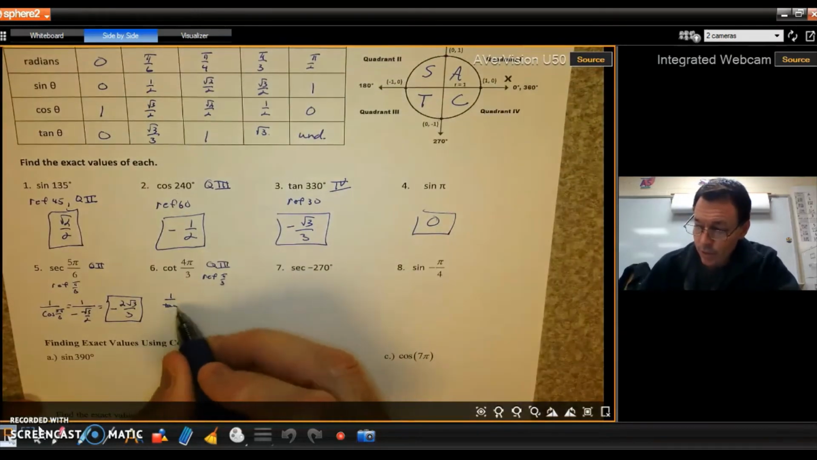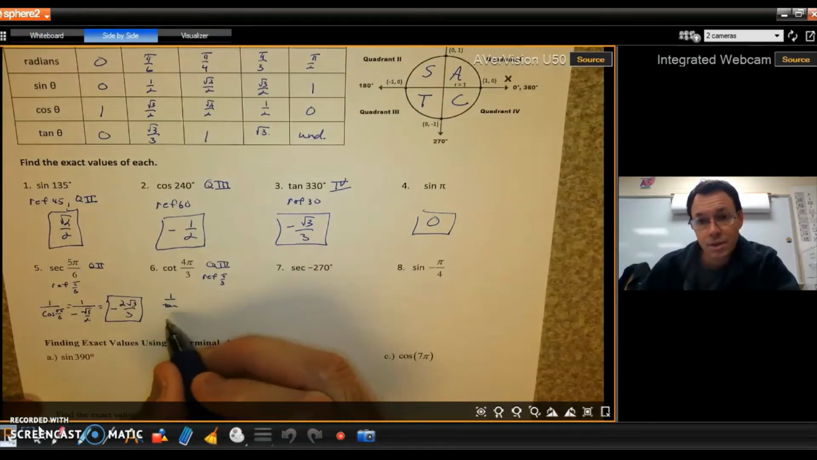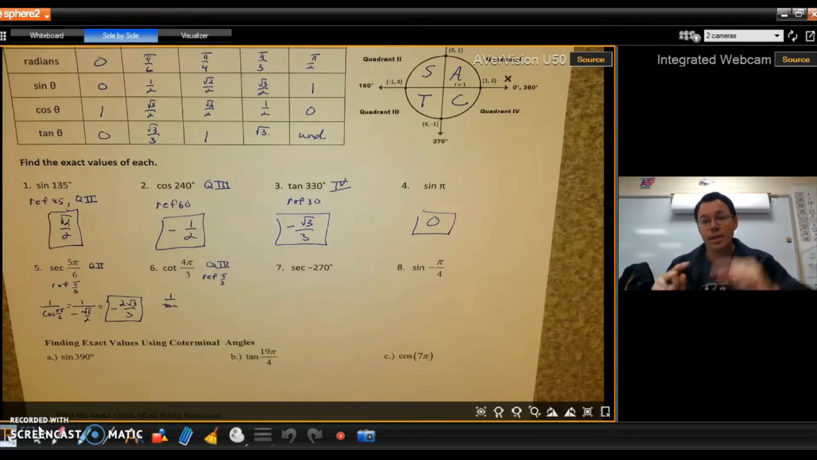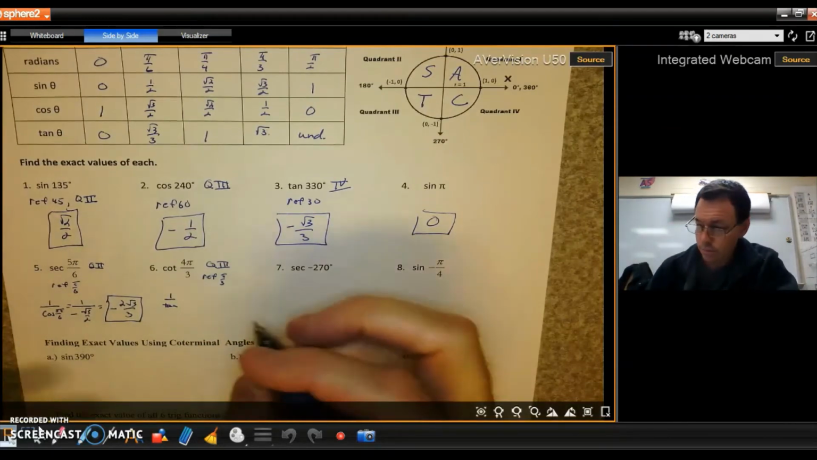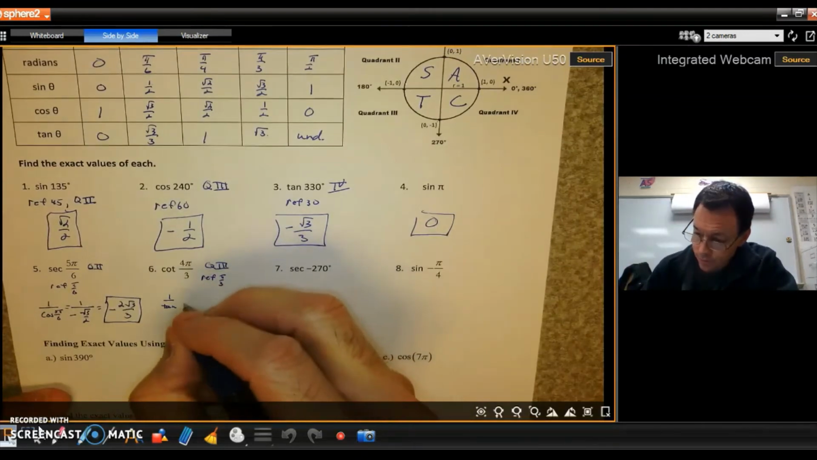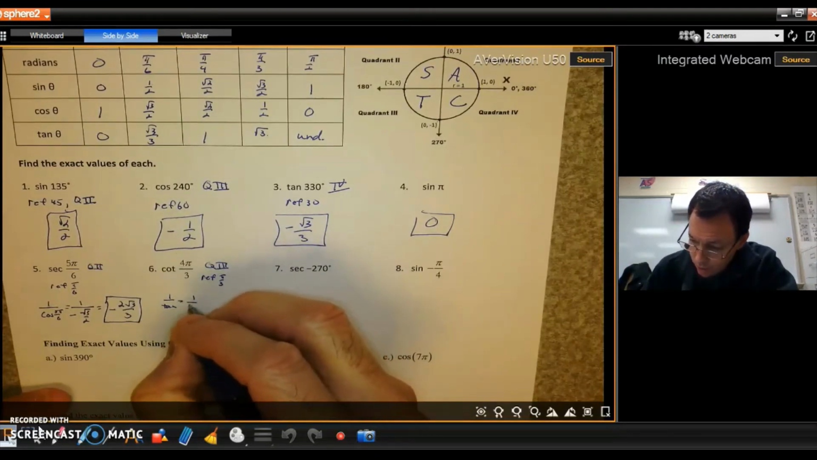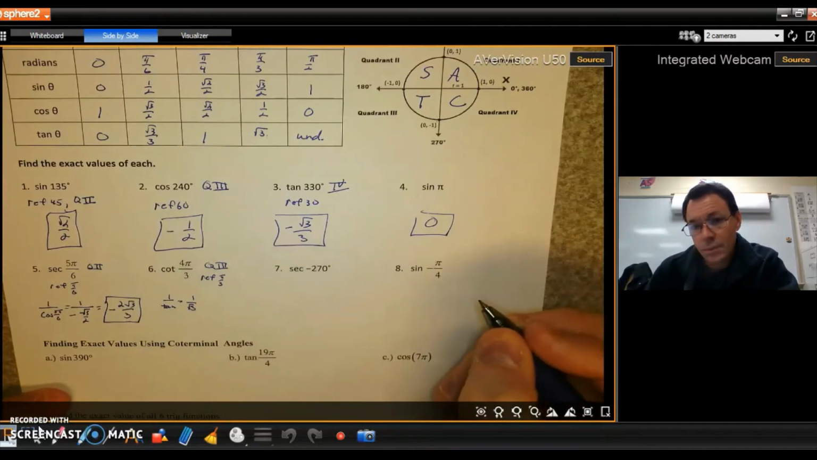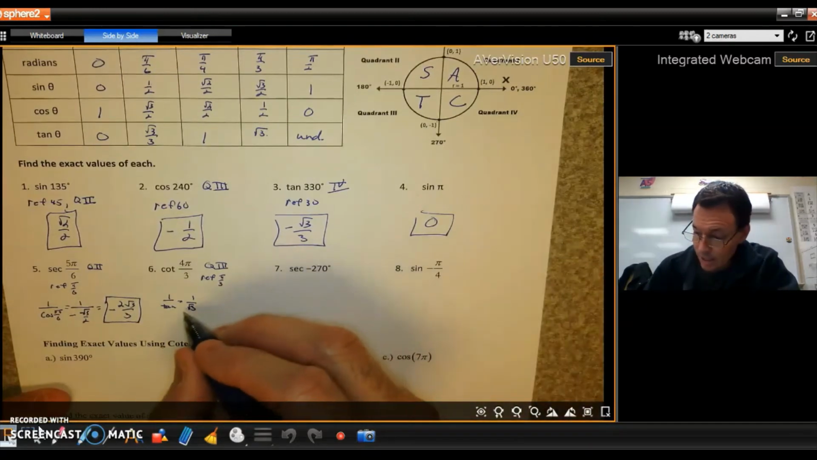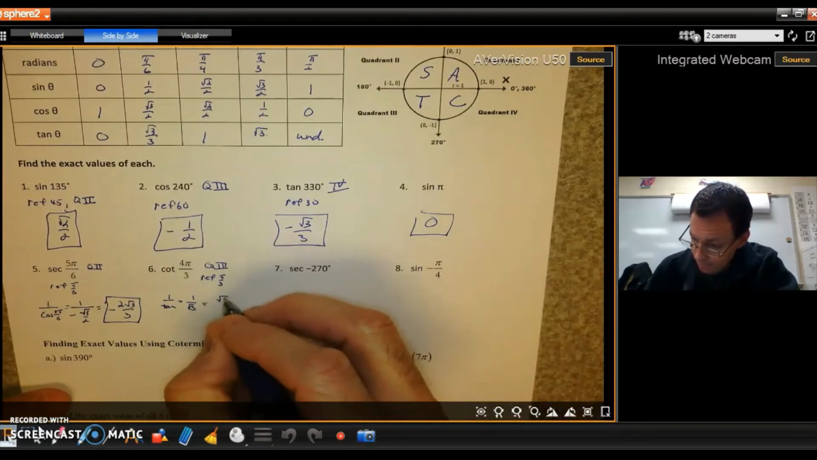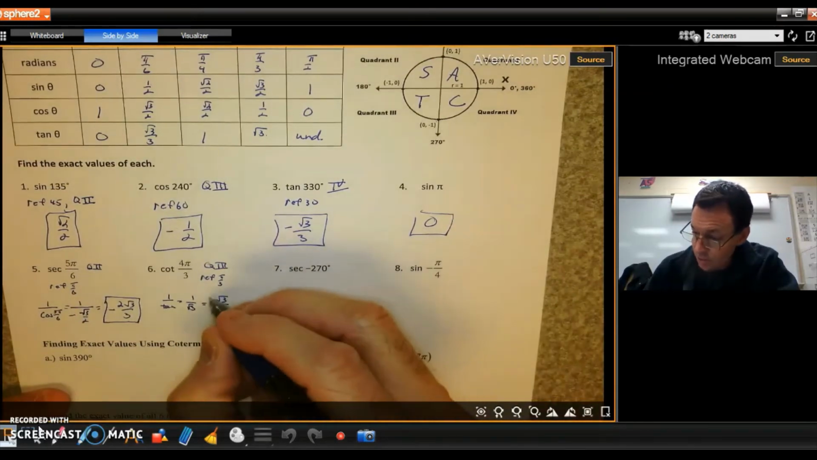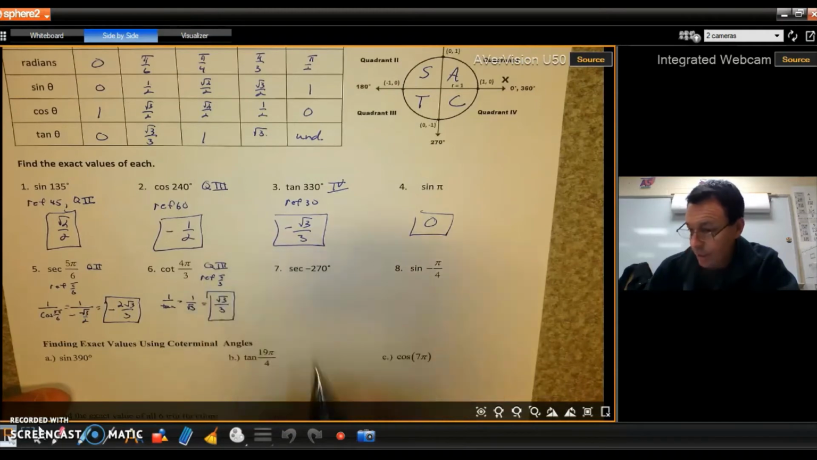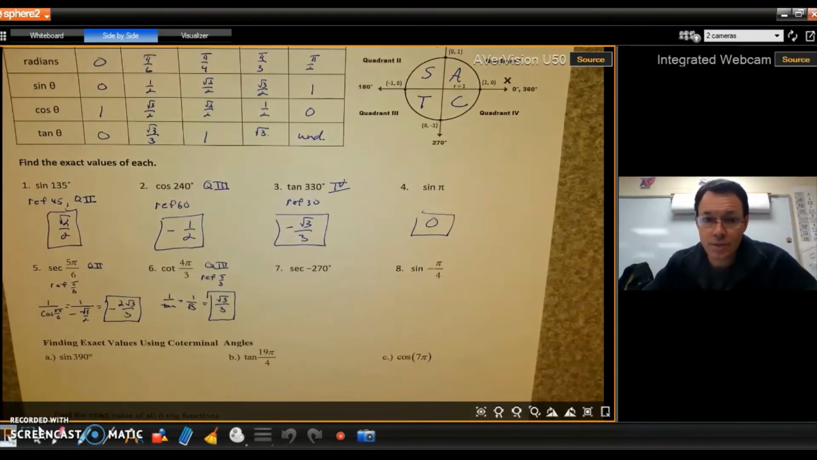But now we have to do the reciprocal of it. So I'm going to take the radical 3 and flip it, which is going to make 1 over radical 3. But then I have to rationalize that. I need to move the radical up and write the 3. Again, this one should be positive, so we're not going to put a negative sign in front of it, and that is our answer.